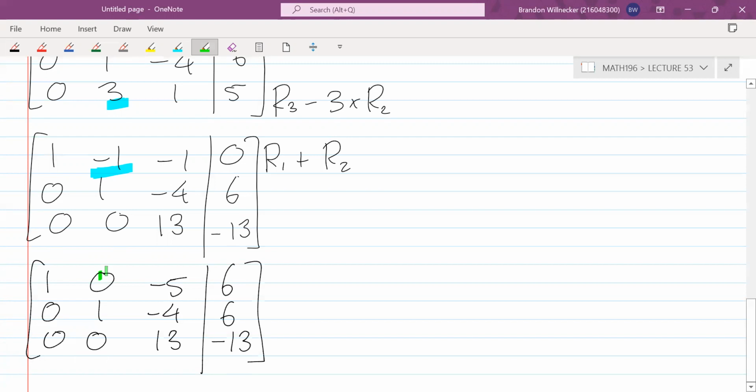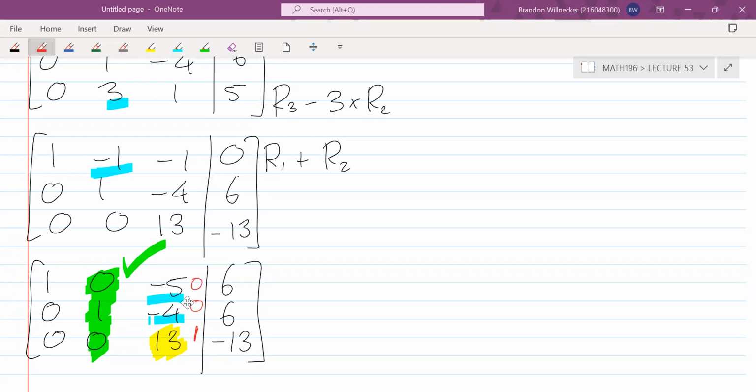Good. So if we look at the second column, we get 0, 1, 0, which is what we wanted. So the second column is now done. Now we look at the third column. We need the third entry in the third column, this over here, to be a 1. Sorry, that's a 1 there. Then the numbers above, the minus 5 and the minus 4, we need those to be zeros. Okay, if we can do that, then the third column is done and we can just read off our solutions.